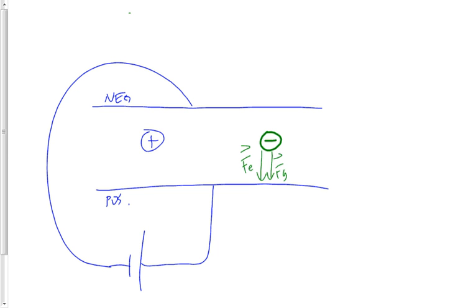Why did the electric force act up yesterday but acting down today? Because they switched the plates. Does that make sense? Yeah. So pay attention to that. Okay, usually we see the top plate positive, but there's no reason why we couldn't do this with the top plate being negative. Just that force is going to be in the opposite direction on the negative.